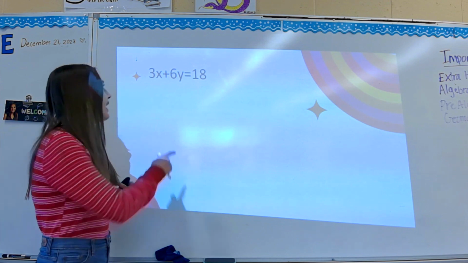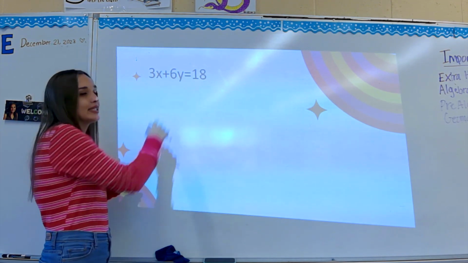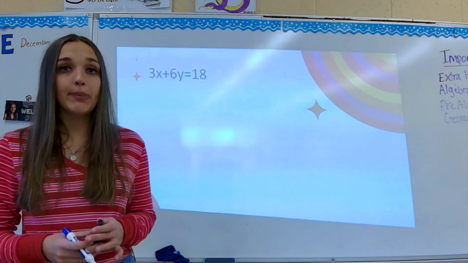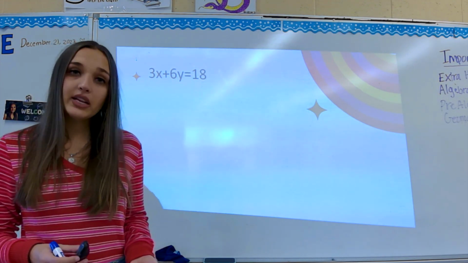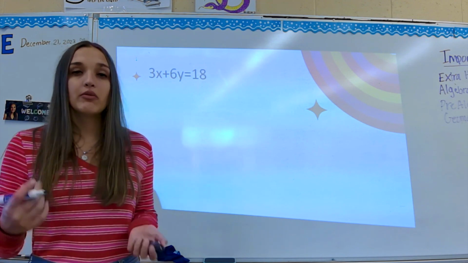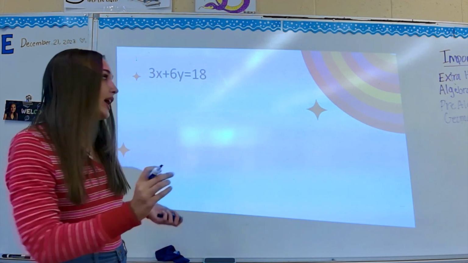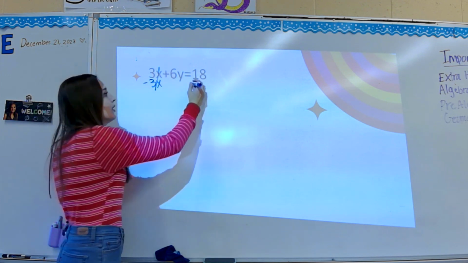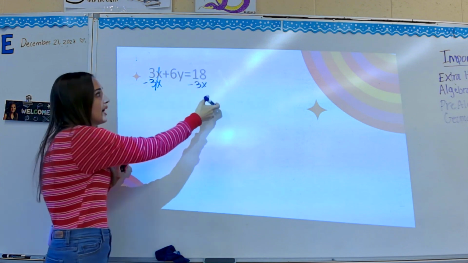For the first problem, we have 3x plus 6y equals 18. Our first step was to move over the x term using our inverse operations. Well, our 3x is positive, so we're going to use our inverse operation of subtraction to subtract it over. So I'm going to have minus 3x, which cancels this out, minus 3x. And now we have this here.